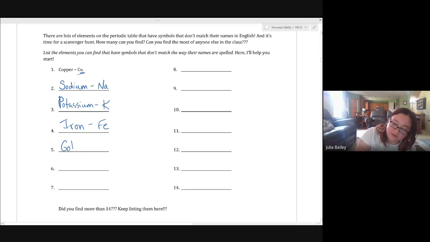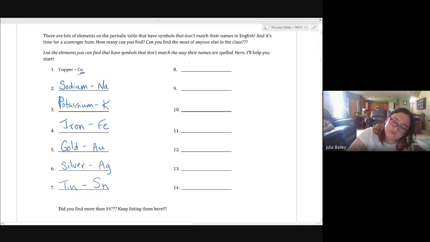Gold, Au, that also comes from Latin. Silver, Ag, that one I think comes from both Latin and Spanish. It's like argentum or something like that. Tin is Sn, that's from Latin. It's stannum. Iron was ferrum. Gold is like aurum, A-U-R-U-M, something like that. I don't know.